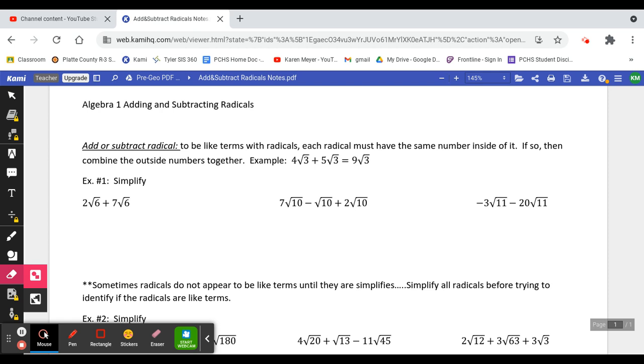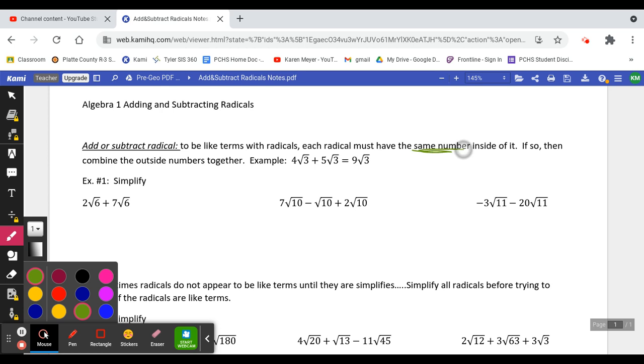Okay, so what you need to know about adding or subtracting square roots: that is only possible if the square root has the same number inside of it. So very important. The radical or square root in our case must have the same number inside. If it does, then you can add or subtract the outside numbers together, but you keep the square root part the same. So for example here, 4 square root of 3 plus 5 square root of 3.